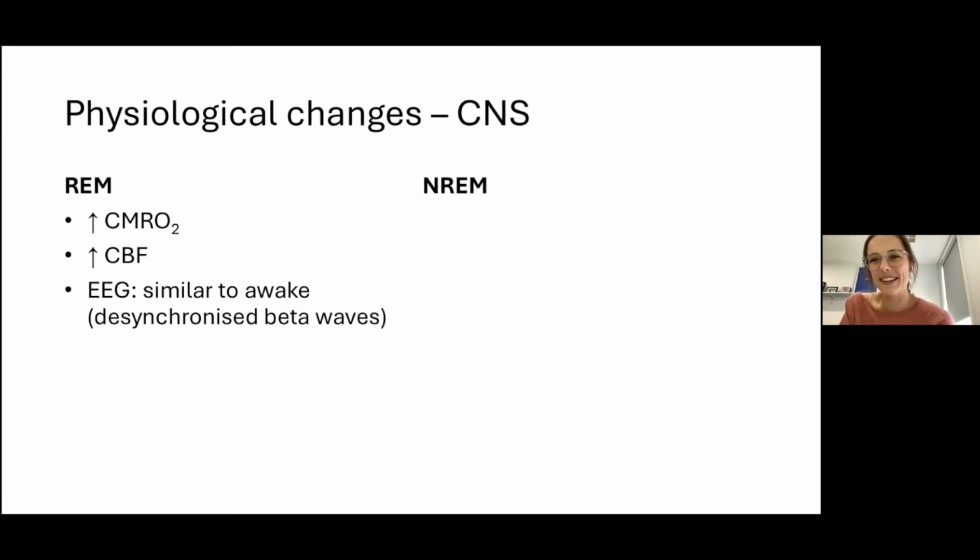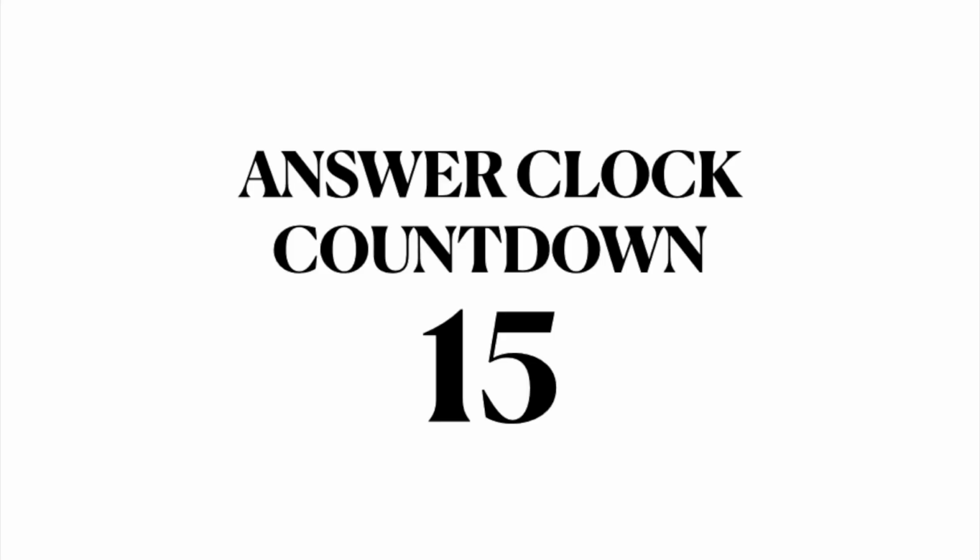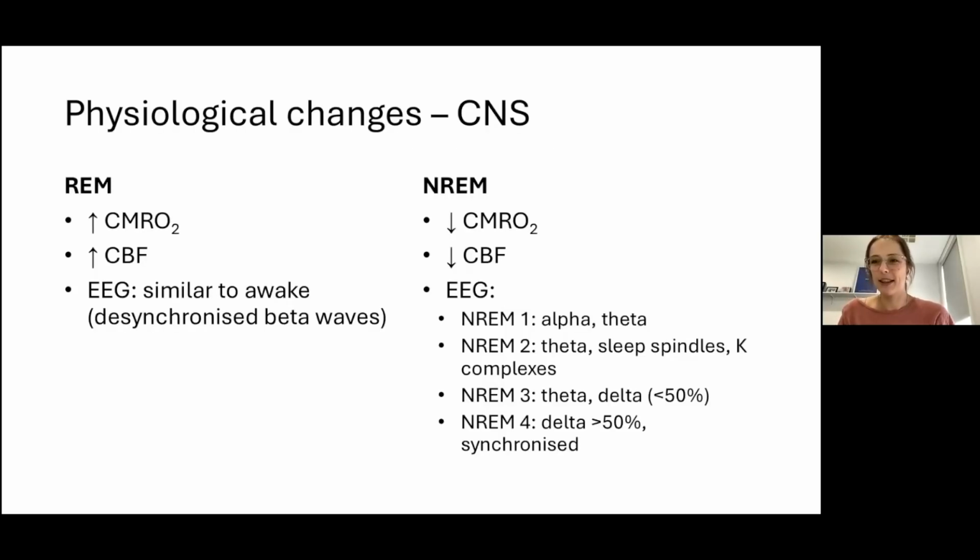Christy, can you tell me what the physiological changes are for non-REM sleep? And as you mentioned, important things to note in stage 2 are your sleep spindles and K complexes. And then in non-REM 3, you start getting more theta and delta, those slower wave patterns, but delta's less than 50%. By the time you get to stage 4, delta's more than 50%, and you sort of end up with this synchronized pattern.